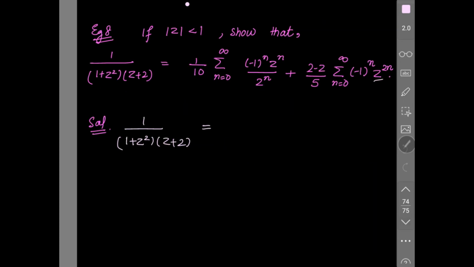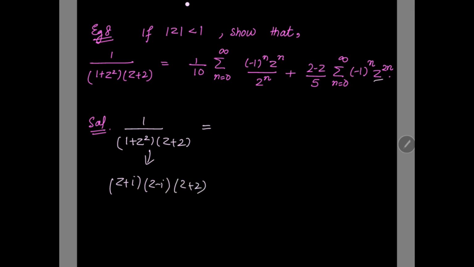If mod of z is less than 1, show that 1 over 1 plus z square into z plus 2 is equal to 1 by 10, this summation, plus 2 minus z by 5 into this whole summation. Now, denominator is in the form 1 plus z square and z plus 2. What we already do is, we separate this 1 plus z square as z plus iota into z minus iota and taking z plus 2 as, right?